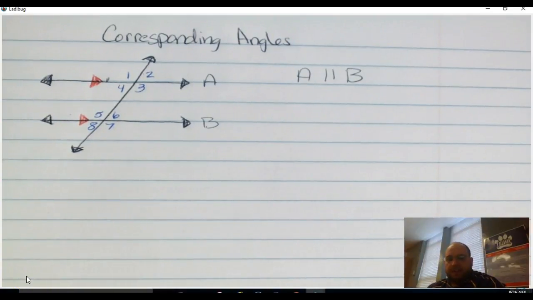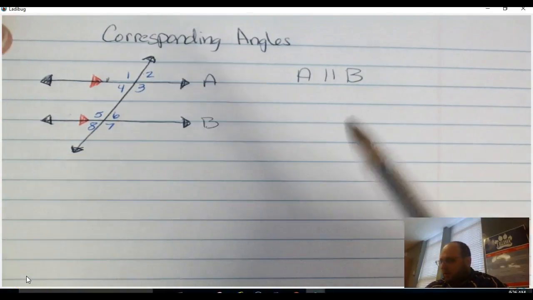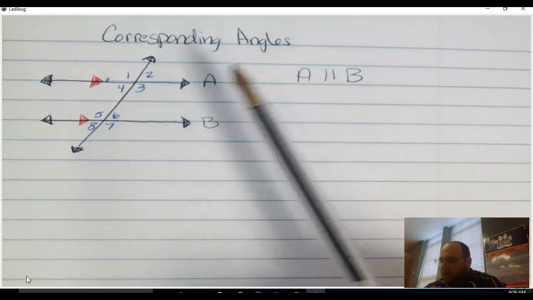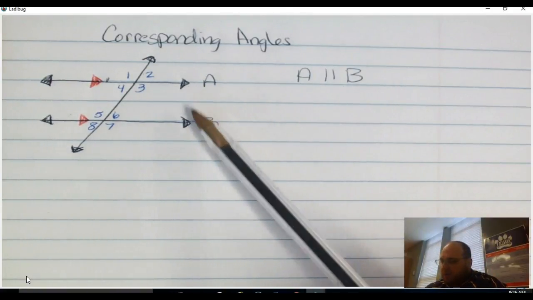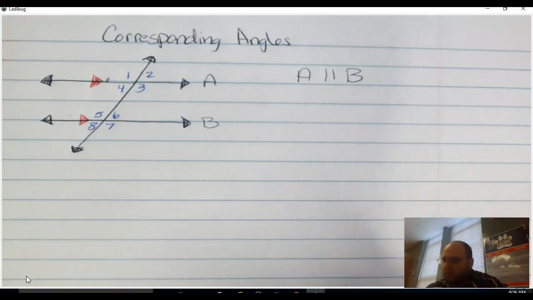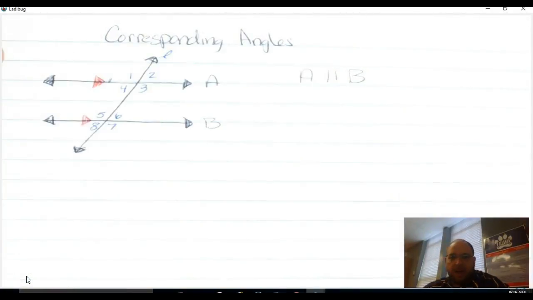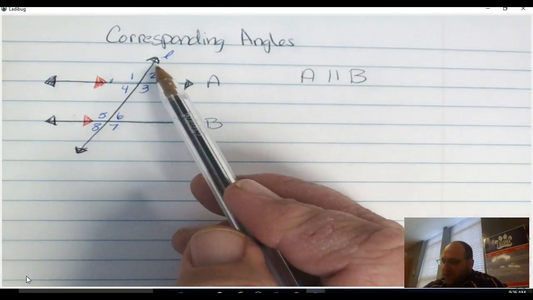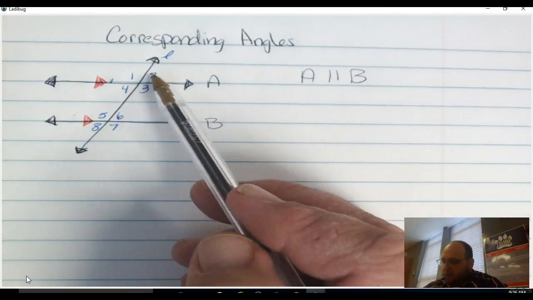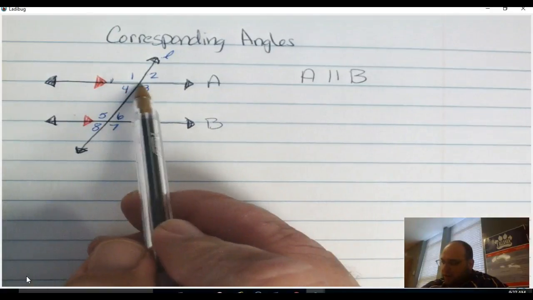All right, what we're going to look at today is corresponding angles. In corresponding angles, basically we're going to have two lines that are parallel. A and B are going to be parallel, and then we're going to have a transversal line. We'll just call this transversal line L.